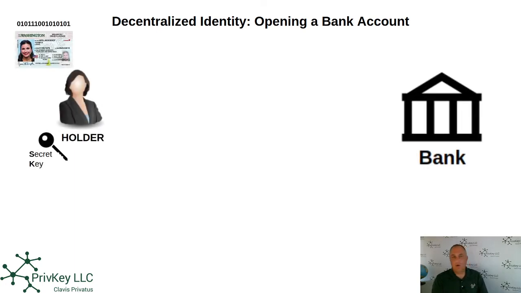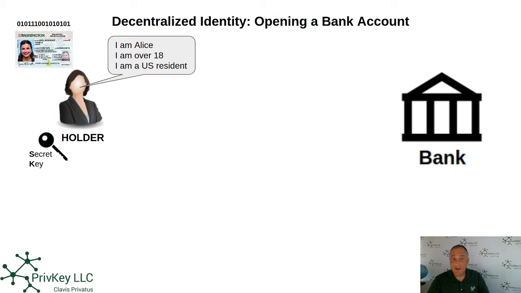So now we have the holder with that secret key, and she has an encrypted version of her issued license that was done by the government. Now she goes to a bank, right? The bank says, okay, fine, I'm going to open an account, but I need some information from you. I need your name, I need to know if you're 18 and over, and I need to know if you're a resident of the United States to be able to open a bank account.